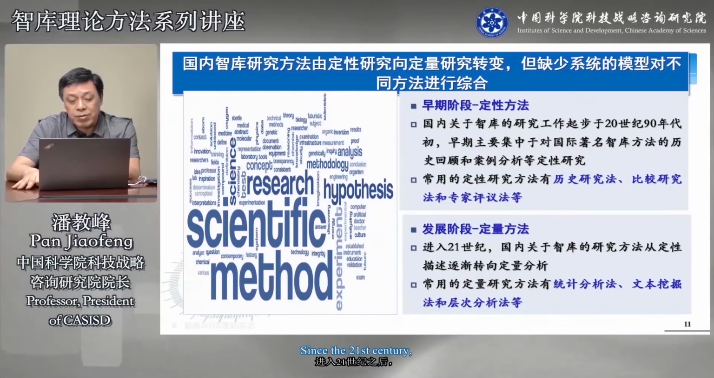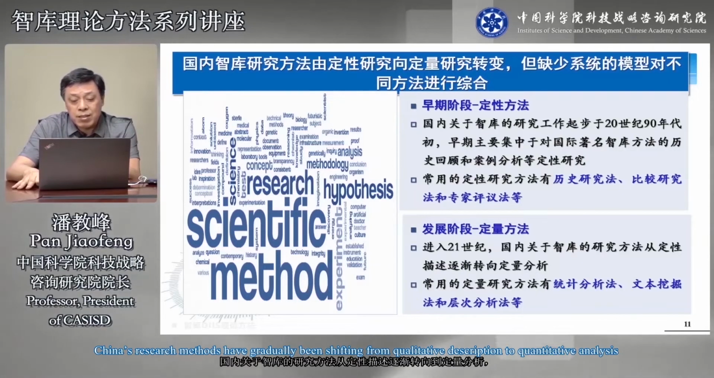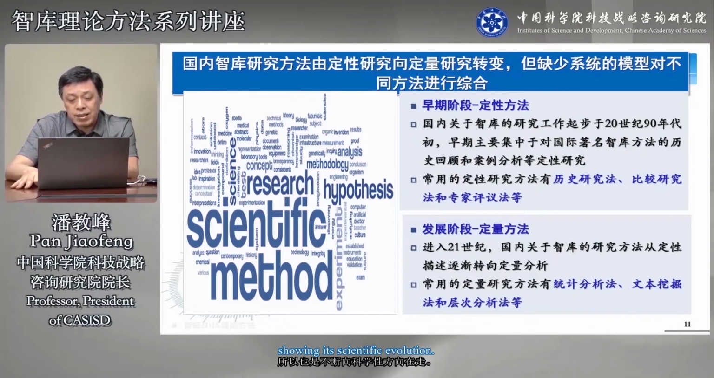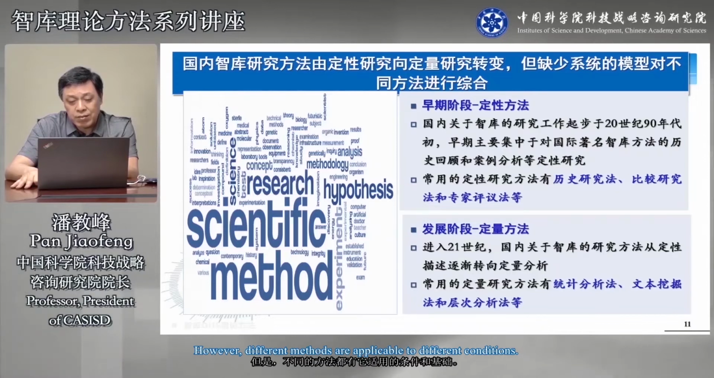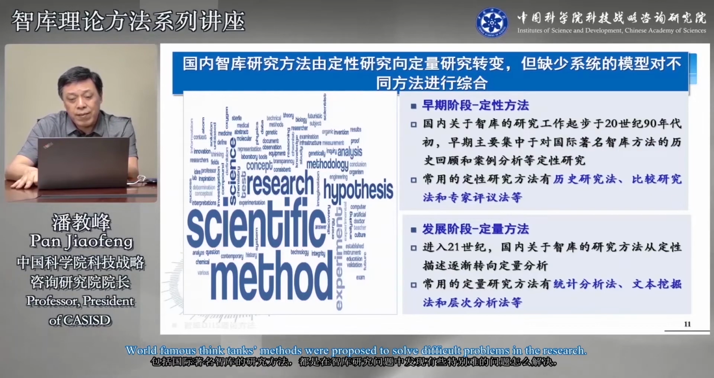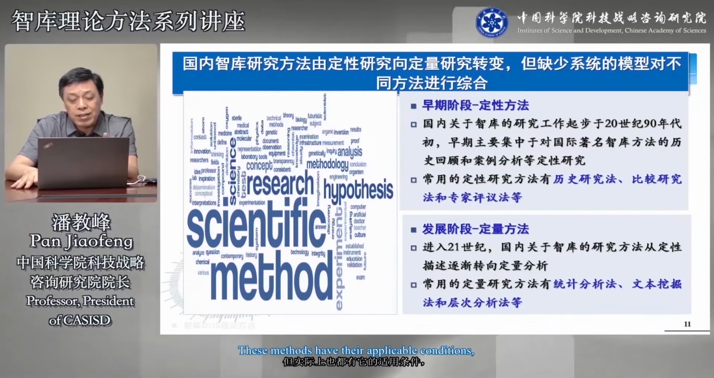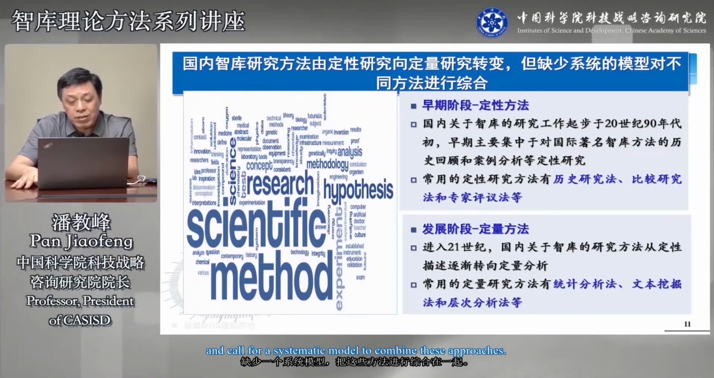Since the 21st century, China's research methods have gradually been shifting from qualitative description to quantitative analysis, with major methods like statistical analysis, text mining, and analytic hierarchy process, showing its scientific evolution. However, different methods are applicable to different conditions. World-famous think tanks' methods were proposed to solve difficult problems in the research. That's why they were invented. These methods have their applicable conditions and call for a systematic model to combine these approaches.